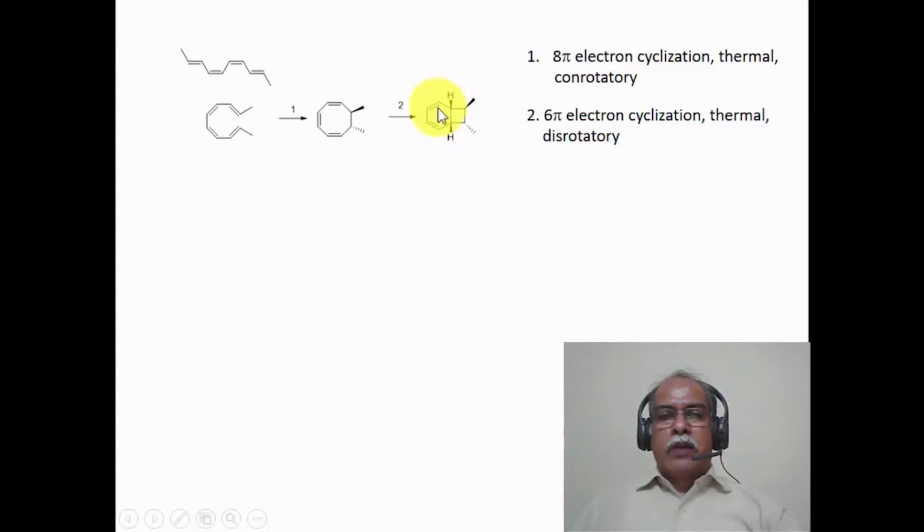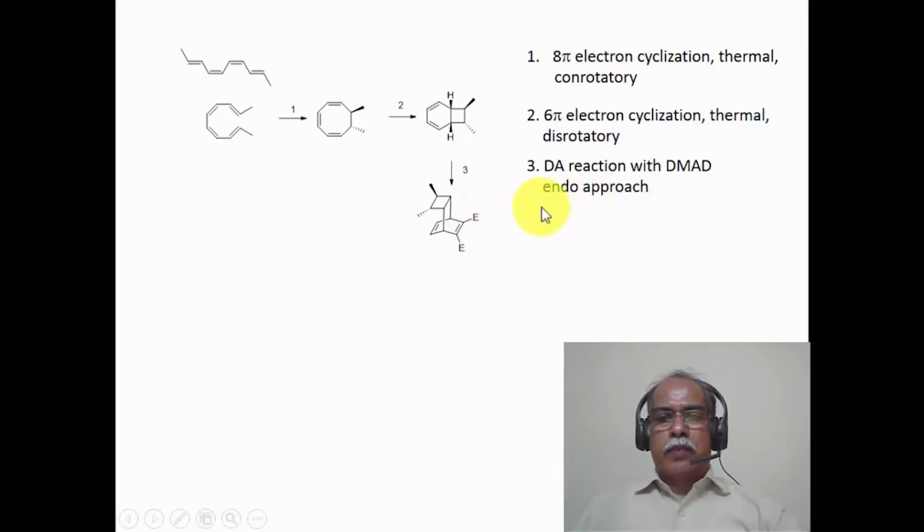Now this molecule can undergo a Diels-Alder reaction with dimethylacetylene dicarboxylate. So essentially, that is a process that is going to take place. This is an endo-selective approach of dimethylacetylene dicarboxylate to produce this particular molecule.